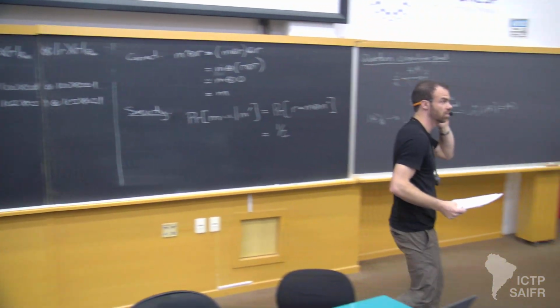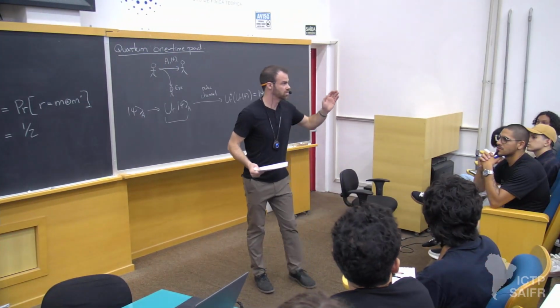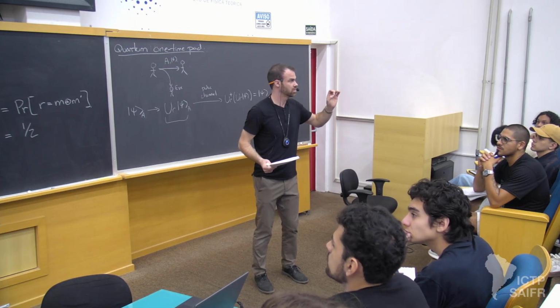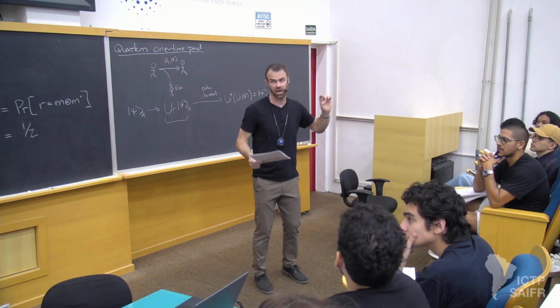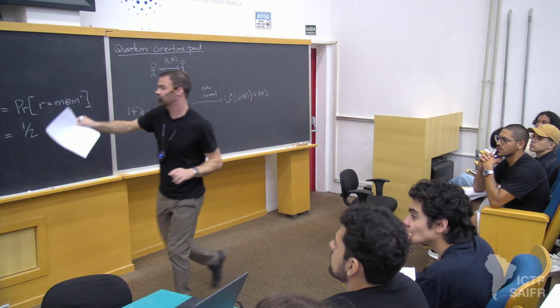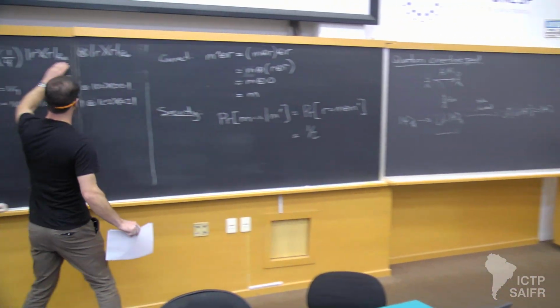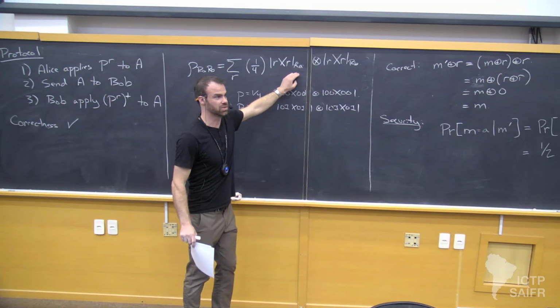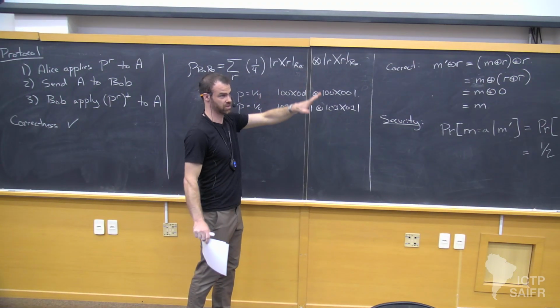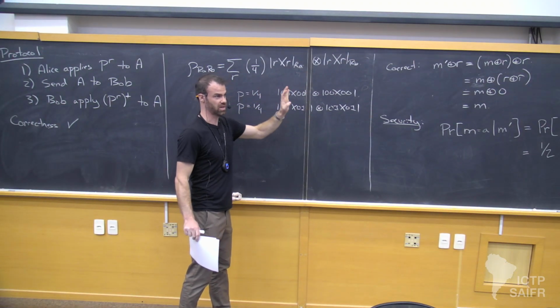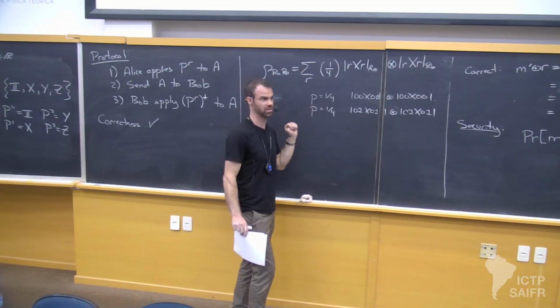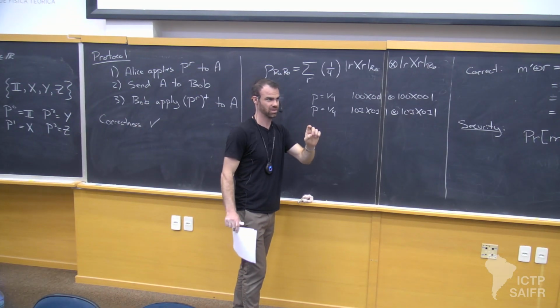Sorry? Oh, where's the message? I haven't written down the message system yet. I've only introduced the systems that describe the randomness. There's some other third system here, labeled A, that I'm going to have to introduce in a second, that I'm not writing down at the moment. Does that answer your question?